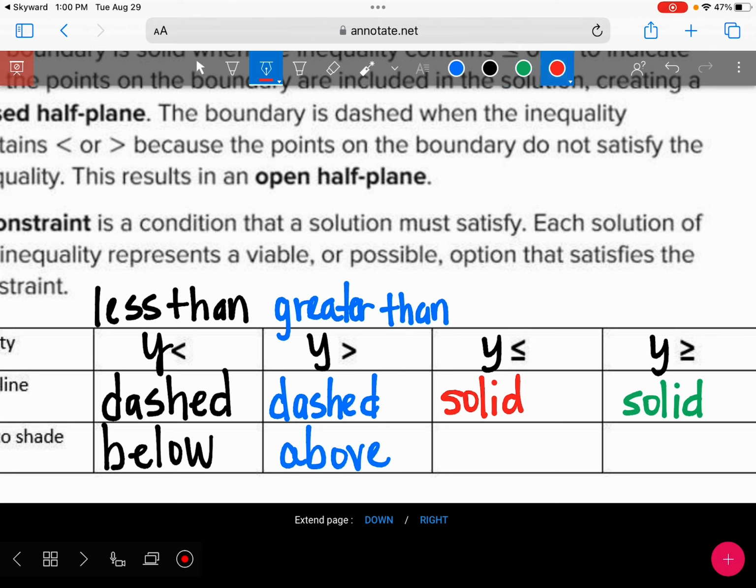So that third one means less than and equal. So we would graph that one with a solid line, but we would still shade below.